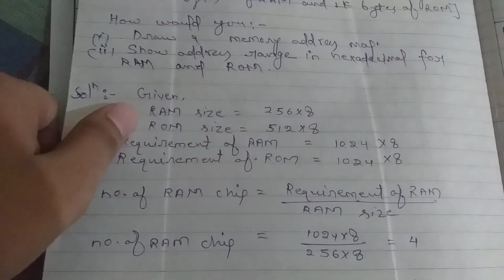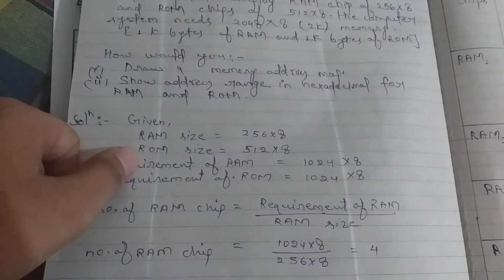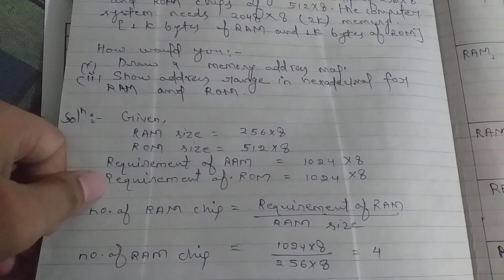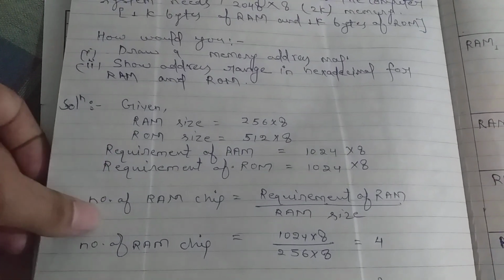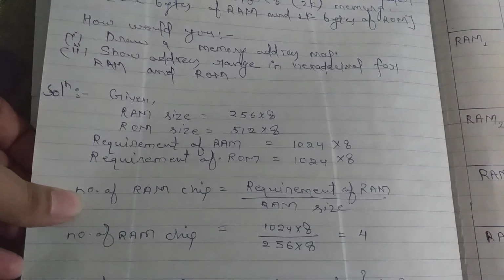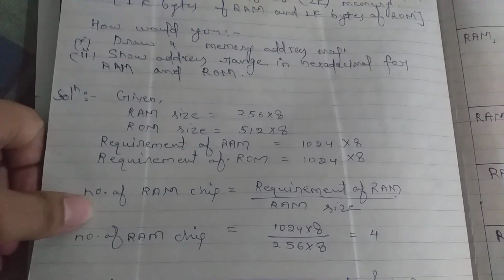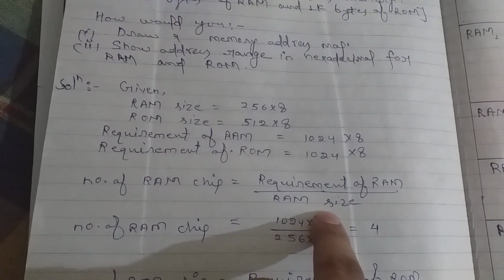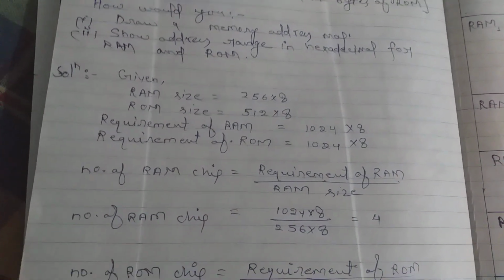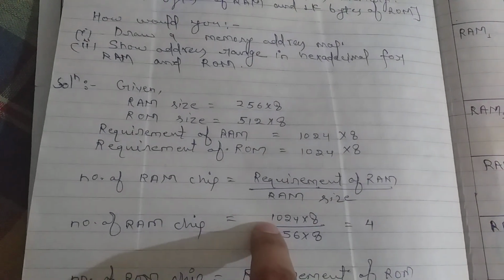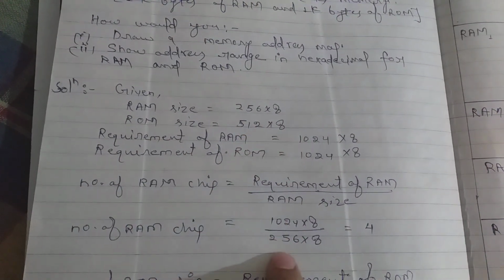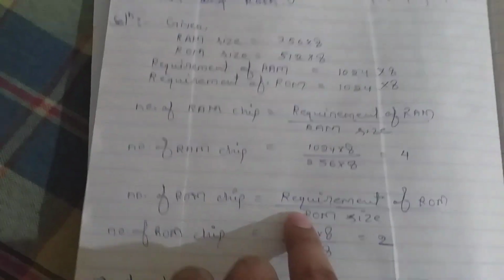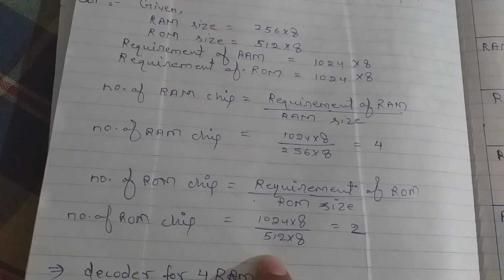So let us consider what is given in the question. RAM size and ROM size are given, and the requirements of RAM and ROM are 1024 cross 8 and 1024 cross 8 for both of them. How can we calculate the number of RAM chips? The number of RAM chips can be calculated using this formula: requirement of RAM upon size of RAM. Similarly, number of ROM chips is equal to requirement of ROM upon ROM size. From this we will get 2.